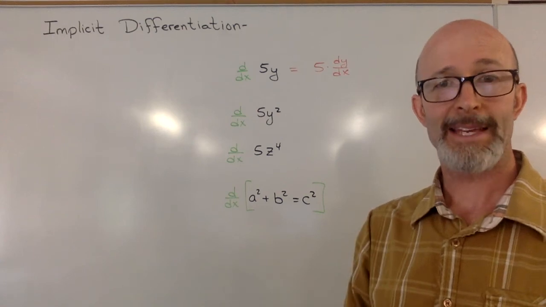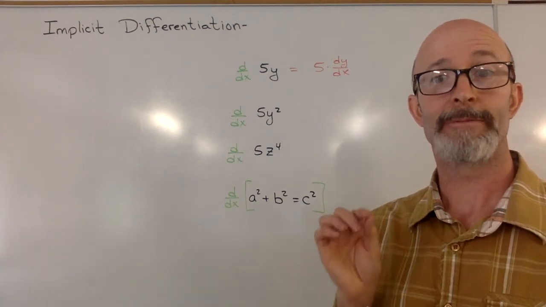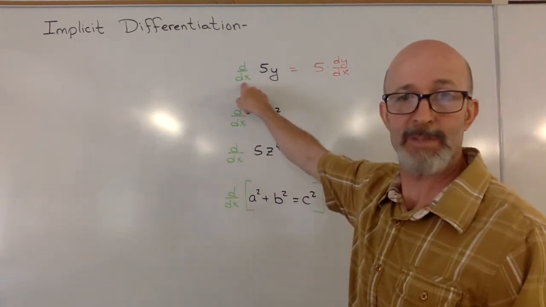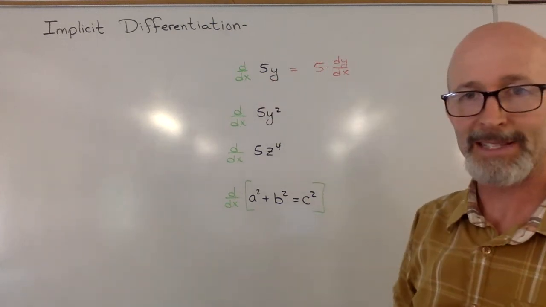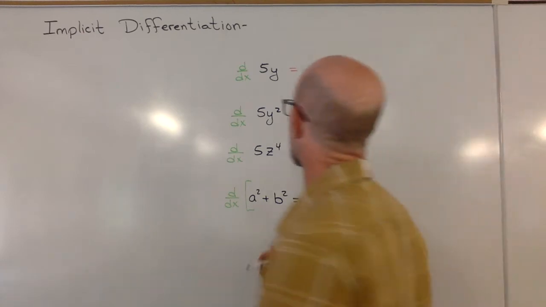So here we are back again, taking derivatives of really simple things, but now it's a little different because the variables are different. I'm trying to take the derivative with respect to x. That doesn't match up with this variable. I'll show you what I mean exactly in a moment, but think of this right now as the chain rule.